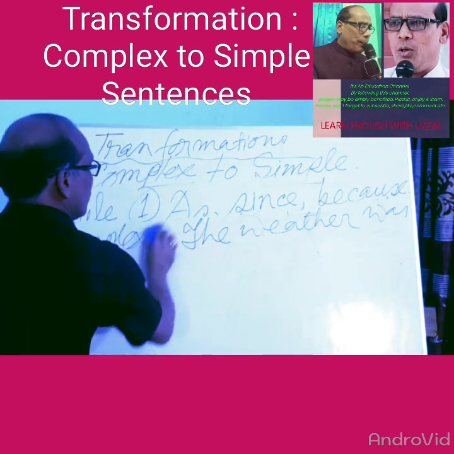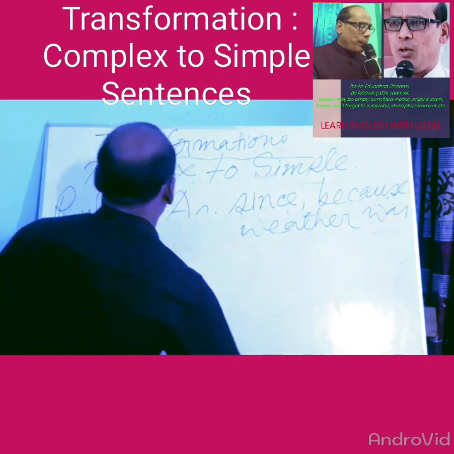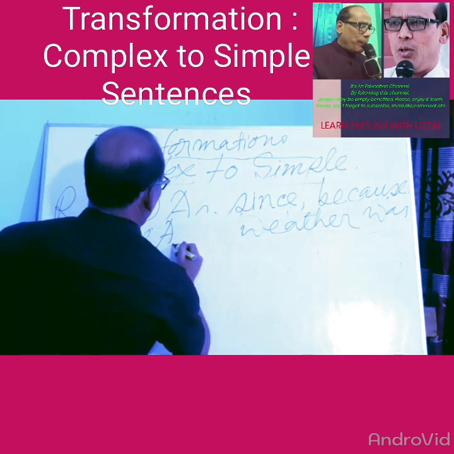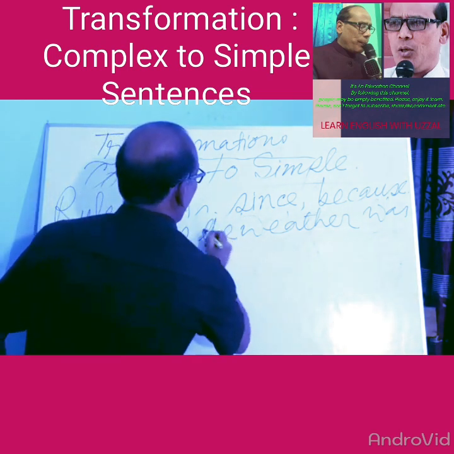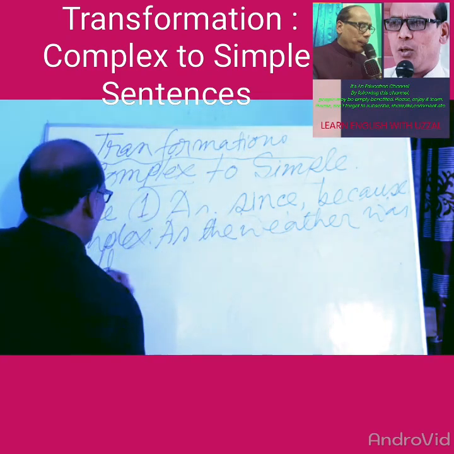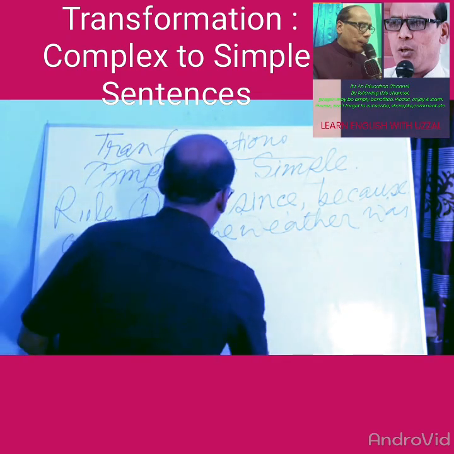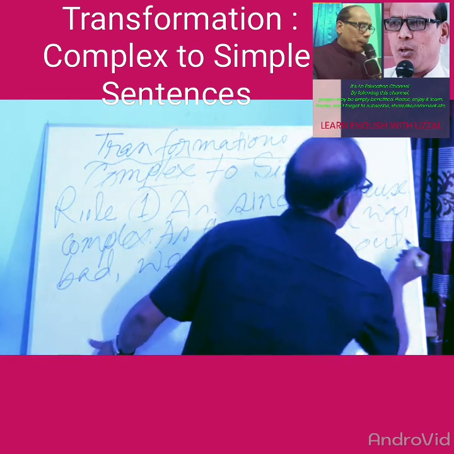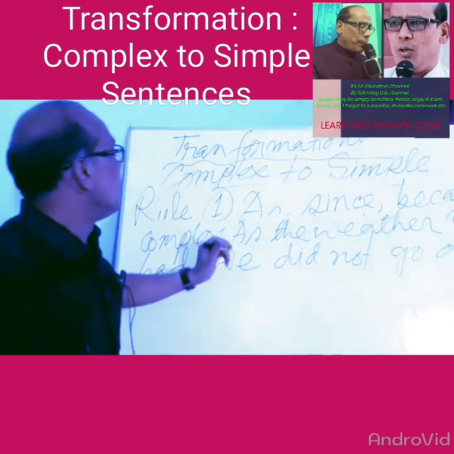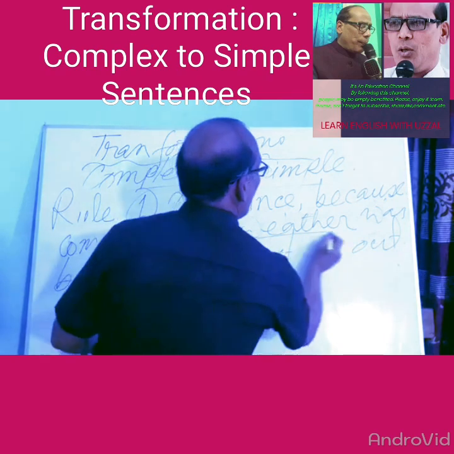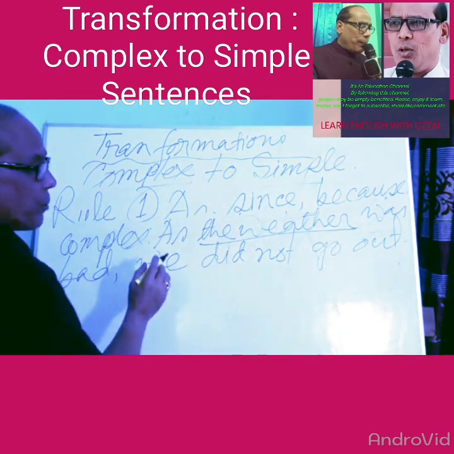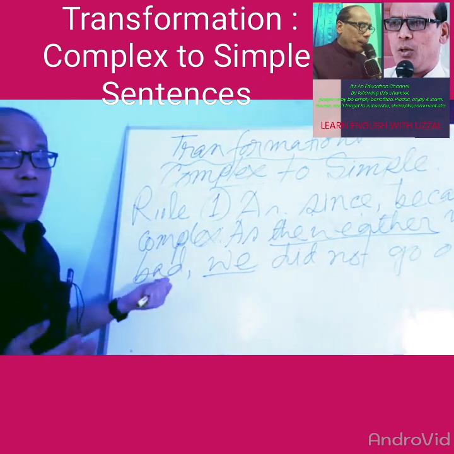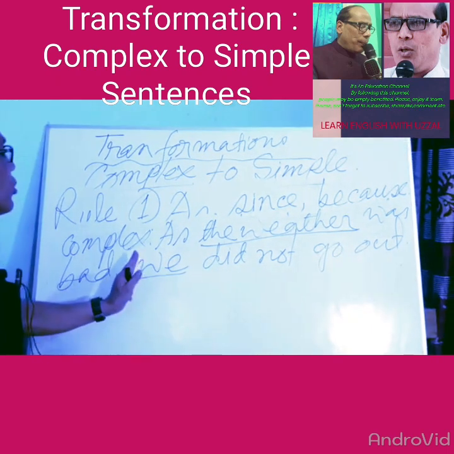So there should be a conjunction. As the weather was bad, we did not go out. Dear learners, you see here, the weather is one type of subject, we is another type of subject. But we know there will be one subject and one finite verb. But in this case, this is exceptional.